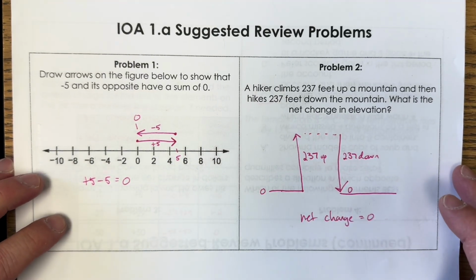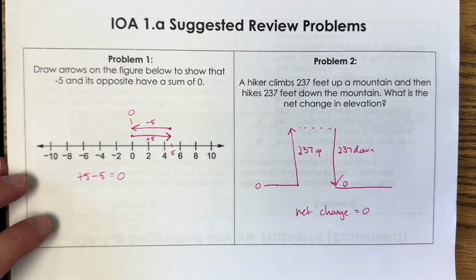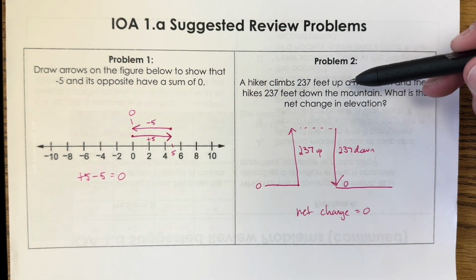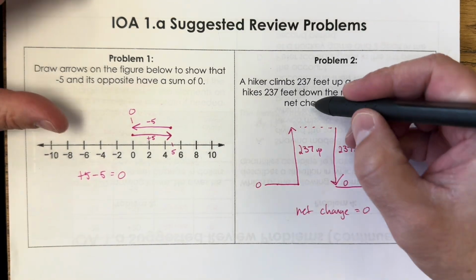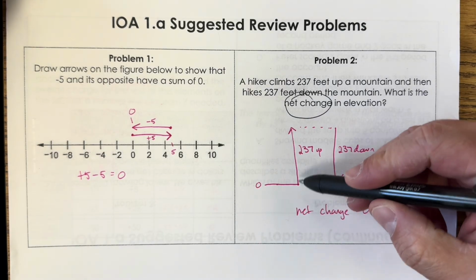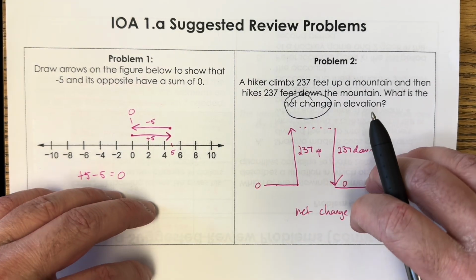Okay, question number 2. Hopefully you can see that all right. Same idea here. The hiker climbs up 237 feet, and then he hikes down 237 feet. What is the net change? Net change represents the answer of an addition or subtraction problem. And that answer is going to be 0. If I went up 237, I'm going to go down 237.